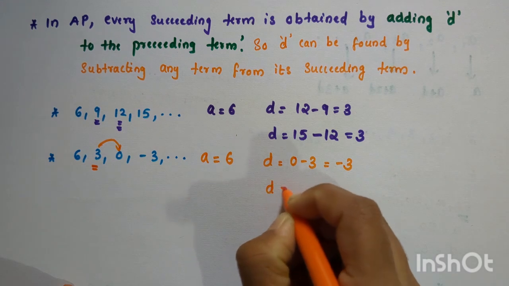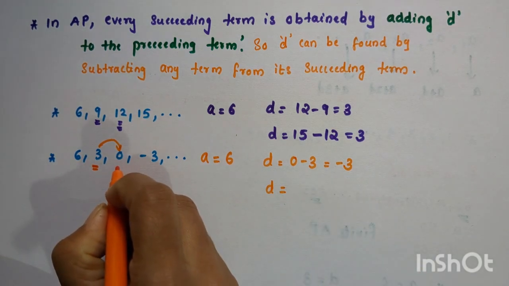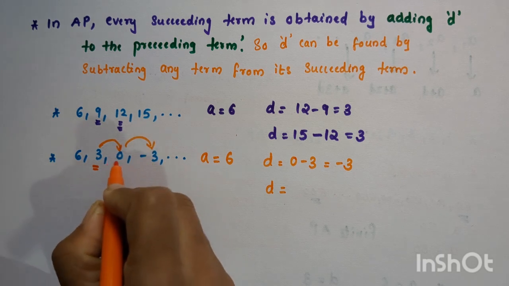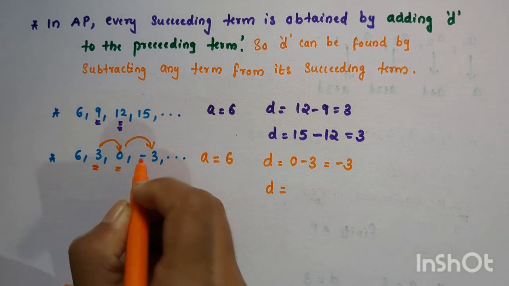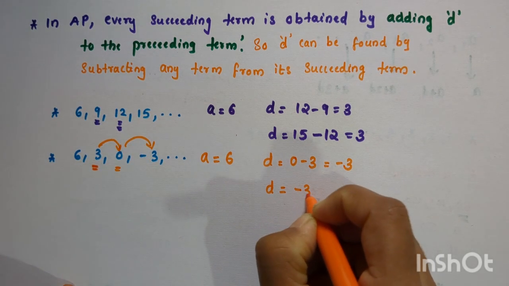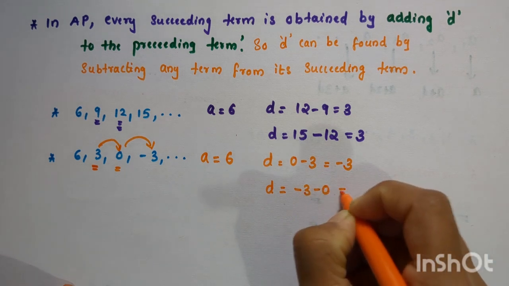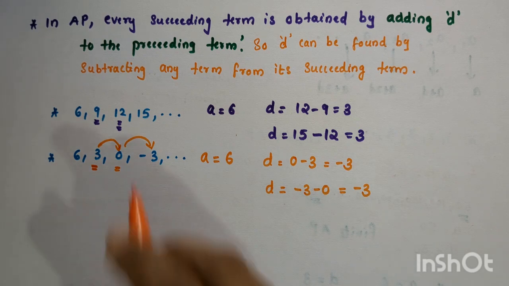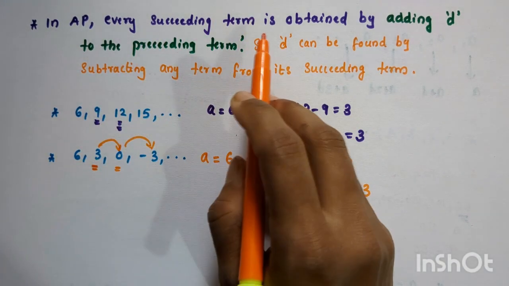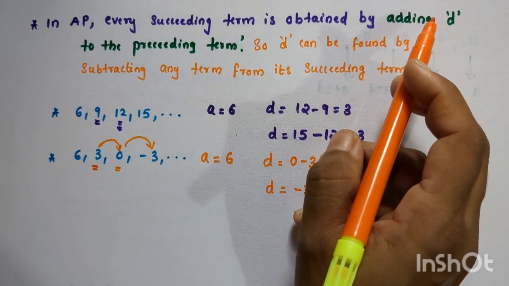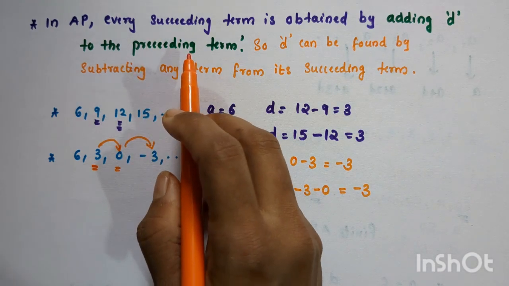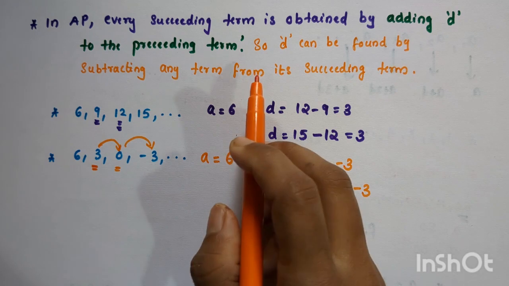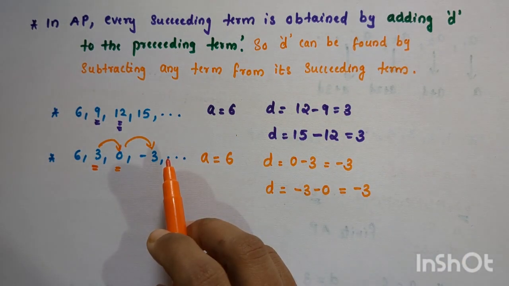Similarly, D can also be found by considering the term 0. Its succeeding term is minus 3. So subtract this number from its succeeding term, that is minus 3 minus 0, which is equal to minus 3. So in an AP, every succeeding term is obtained by adding the common difference D to the preceding term, and D can be found by subtracting any term from its succeeding term.